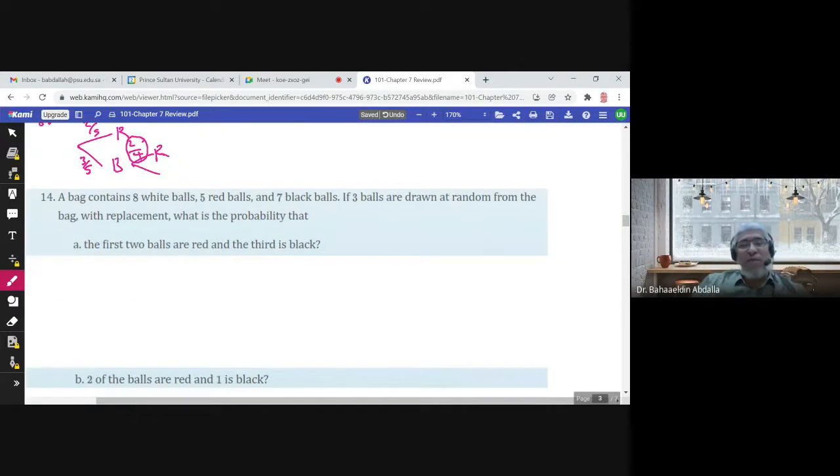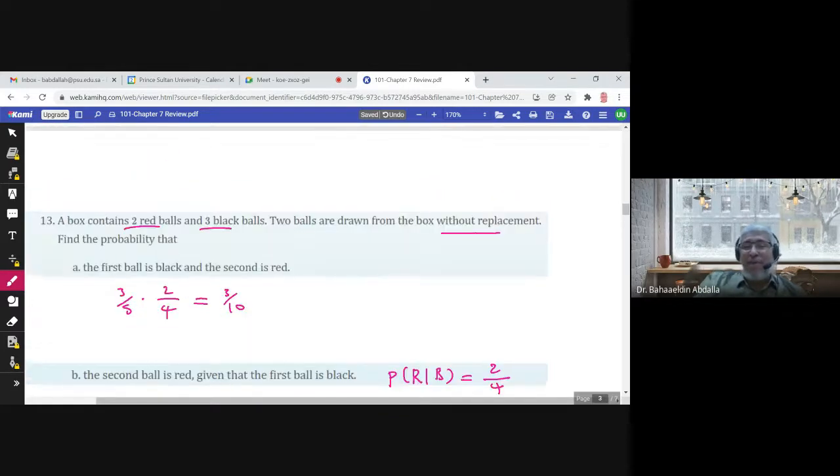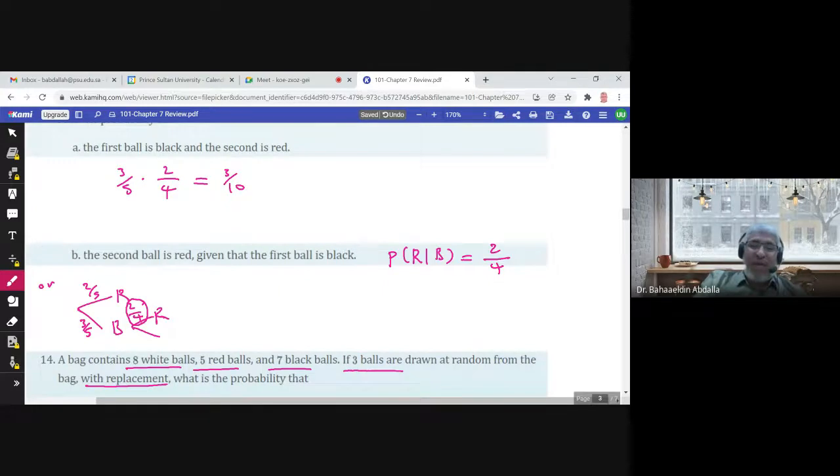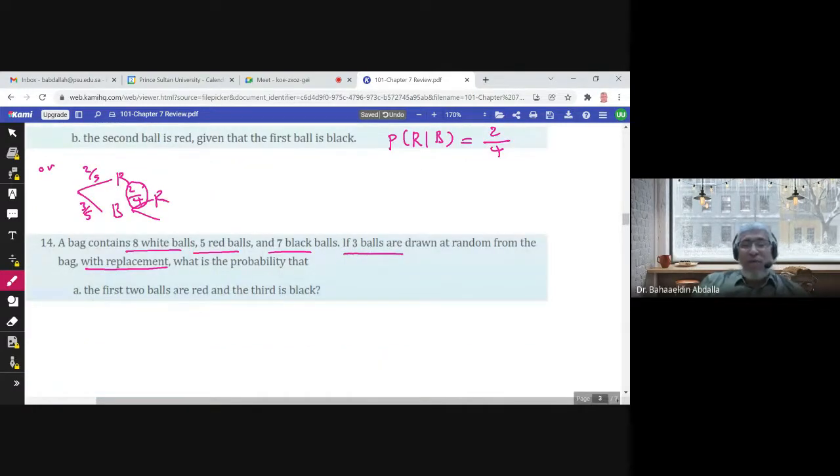A bag contains 8 white balls, 5 red, 7 black. So the total is 20. 3 balls are drawn from the bag with replacement. With replacement, this means that the ball will be replaced. You put it back. So here without replacement, here with replacement. With replacement means you can take the same ball twice or 3 times.